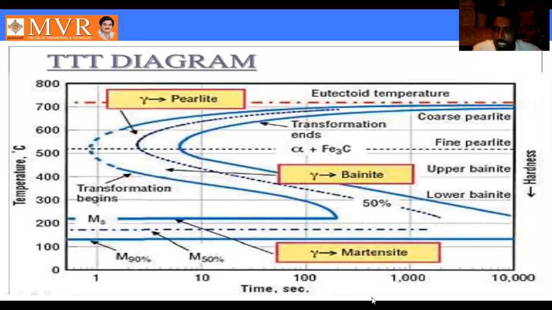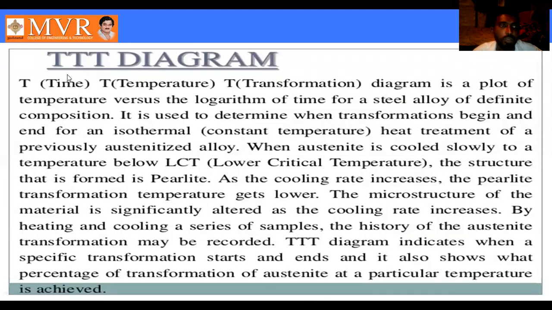See here, the detailed explanation of this diagram. The time temperature transformation diagram is a plot of temperature versus logarithm of time for several steel alloys of definite composition.